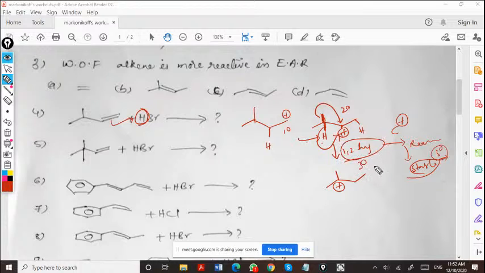If that is going to happen, it will lead to the most stable carbocation. Okay, so if it is the most stable carbocation, tertiary will be the most stable carbocation among this system. So that will add up with the Br minus. So the final product will be this.